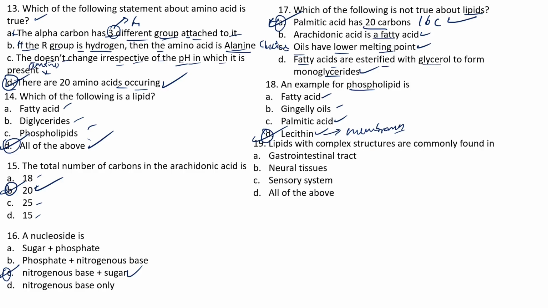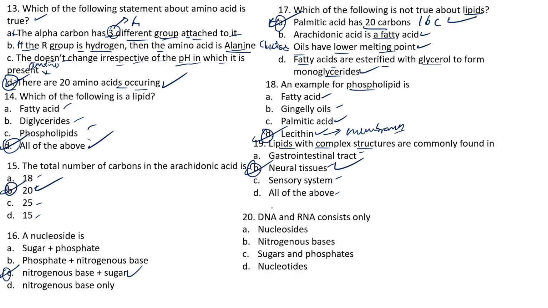The next question, the lipids with complex structures are found in gastrointestinal tract, neural tissues, sensory system, all of the above. Okay, lipids with complex structures. Examples are ceramides or sphingolipids, etc. Right? So all of them are actually complex lipids, and as you have read, they are mainly found in the neural tissues. Hence B is going to be our right answer.